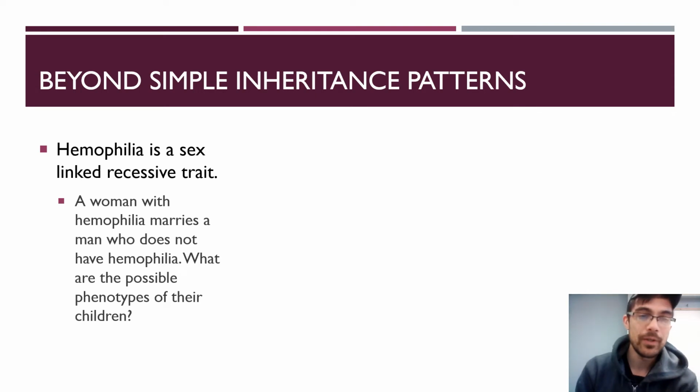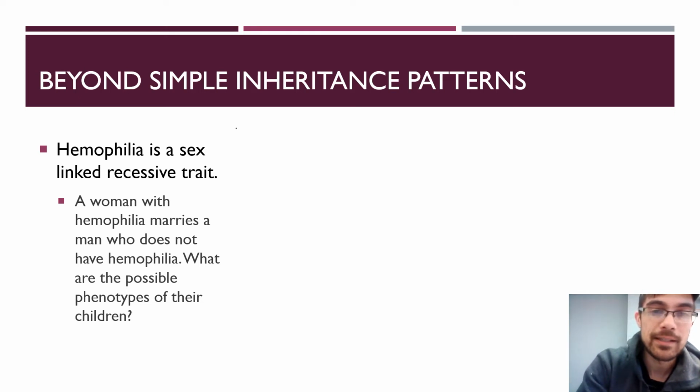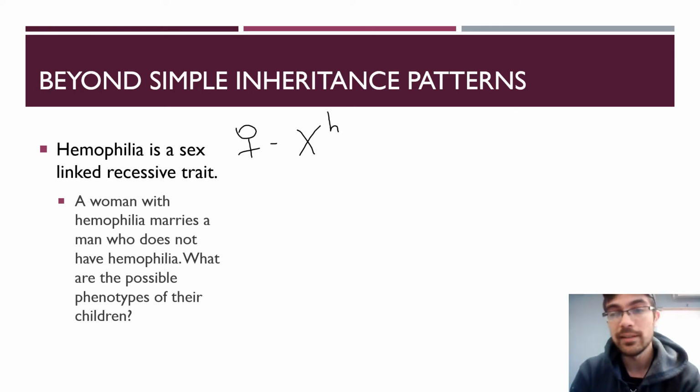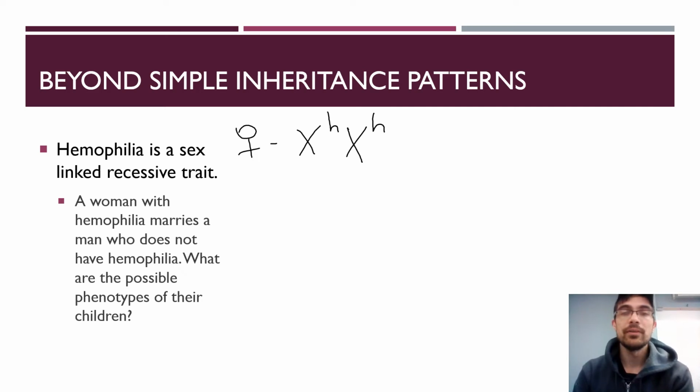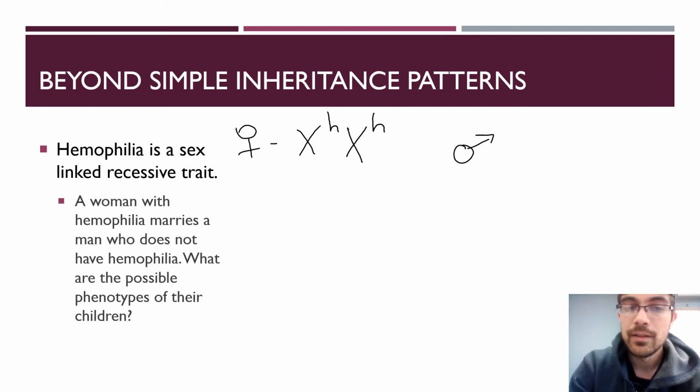Okay? So we have a woman who has hemophilia, and they marry a man who does not have hemophilia. What are the possible phenotypes of their children? So the mother in this case is X, let's just use lowercase h for hemophilia. Again, you can use any letter you really want. I mean, if you want to use B for blood or whatever, that's fine too. So the mother has hemophilia, so she has double recessive, and the father does not have hemophilia, so he would be this.